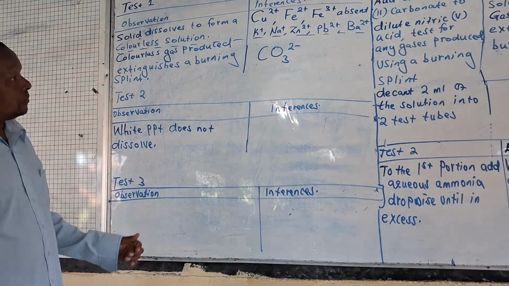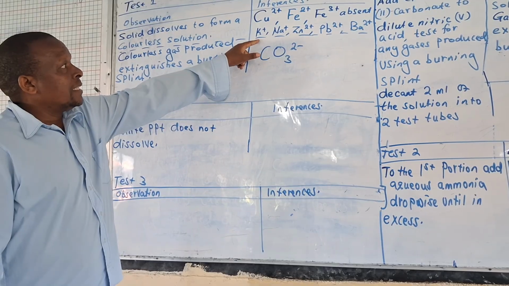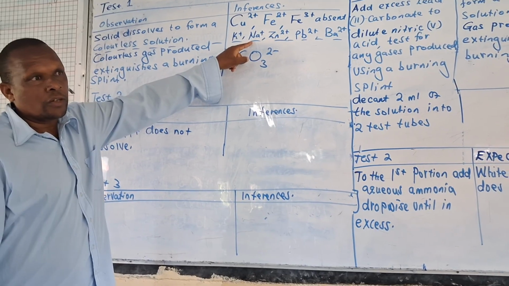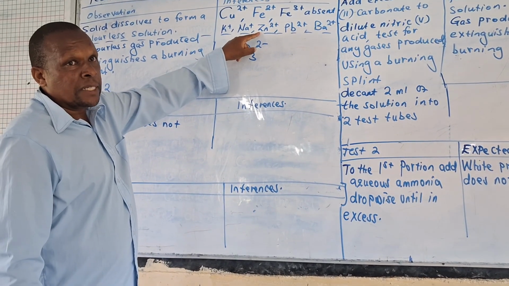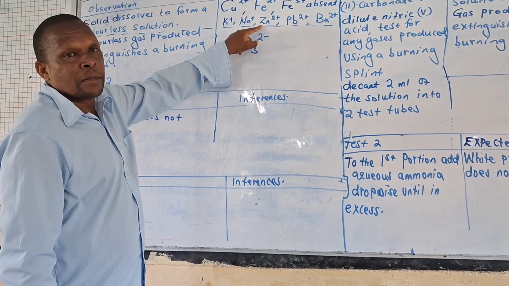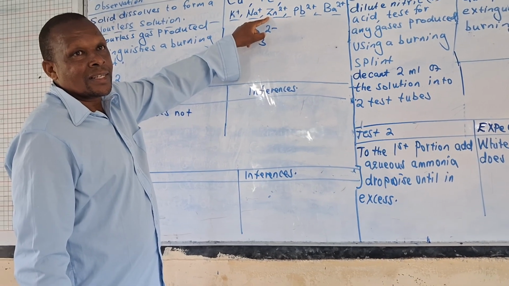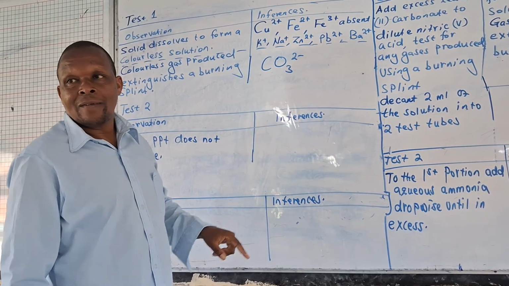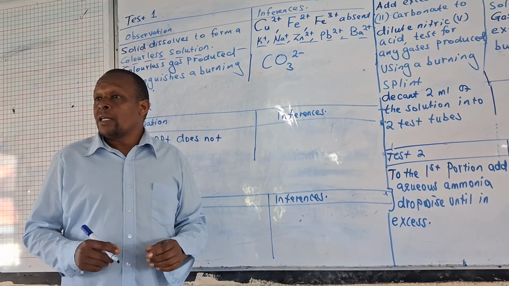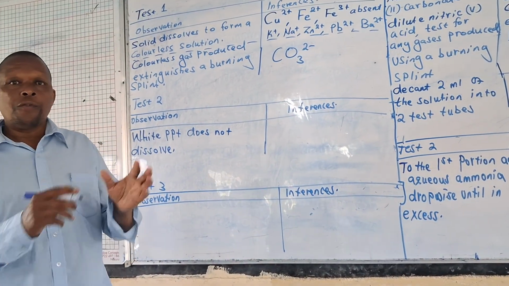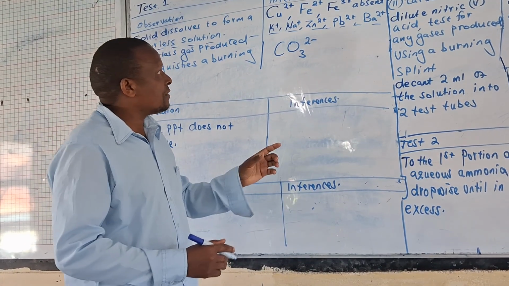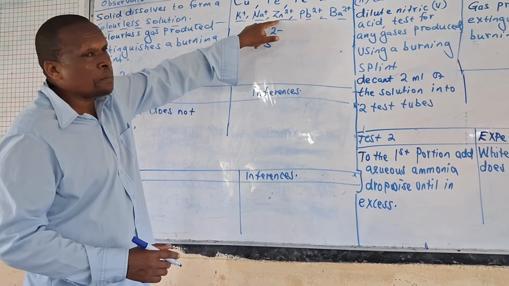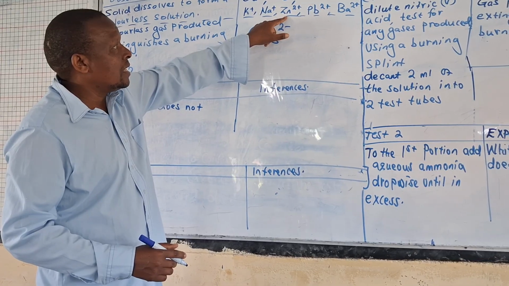So let's see. Does potassium form a white precipitate? No. Does sodium form a white precipitate? No. Does zinc form a white precipitate? Yes. Does the precipitate dissolve? The precipitate dissolves. For zinc, when you add excess of aqueous ammonia to zinc ions, it forms a white precipitate which dissolves. So the whole of this list up to here, all of them are absent because this one forms a white precipitate which dissolves. Okay? What about aluminium?